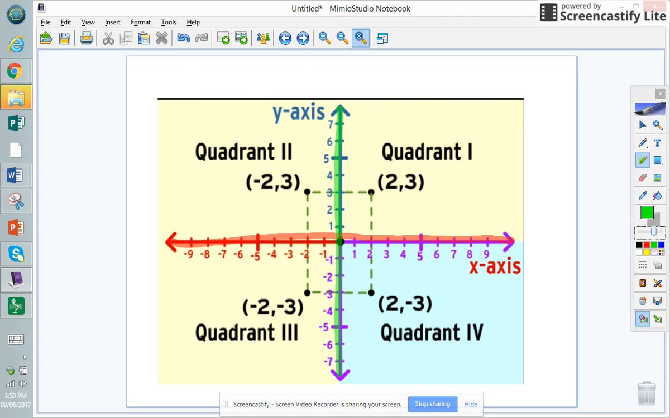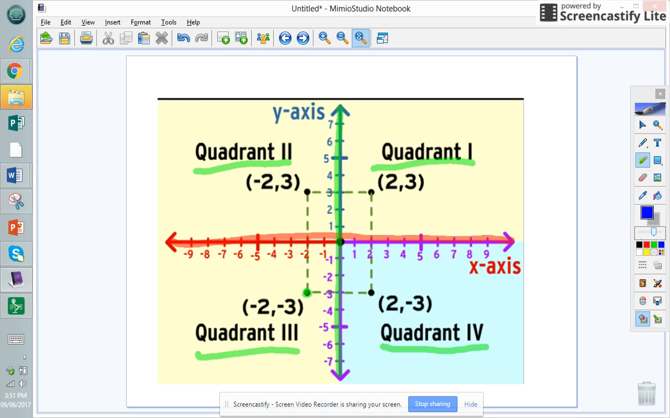You'll notice things called quadrants. Here's quadrant 1, quadrant 2, quadrant 3, and quadrant 4. Those are important because a question might ask us to put a coordinate pair in quadrant 3, in which case I might just go right over here and put that dot in, saying that goes into quadrant 3.